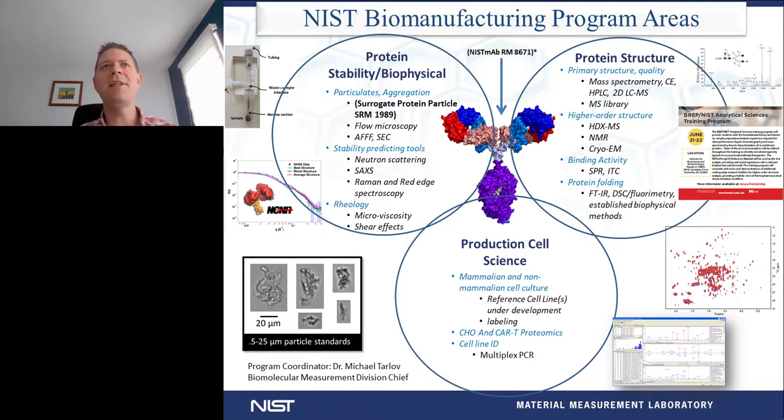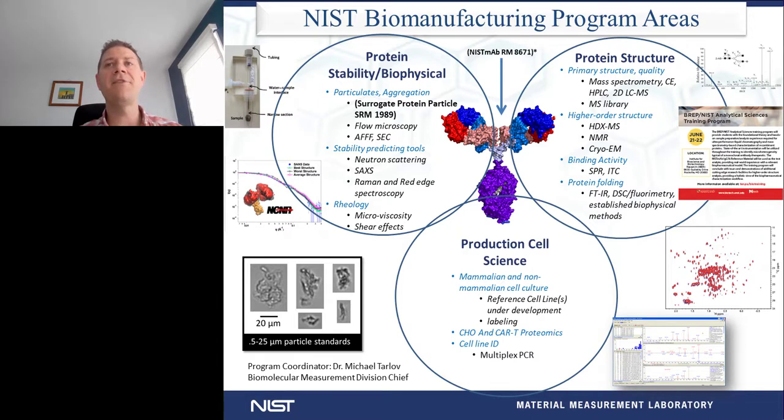So getting a little bit deeper into the individual types of measurements we're able to do. On the left-hand side, we have protein stability and biophysics. So I'll mention one of our reference materials that's available that I won't talk about too much today, which is SRM 1989. This is actually a surrogate protein particle material. It's made out of a polymer that has refractive index characteristics very similar to a protein particle. So you can actually see some images of these protein particle standards in the bottom left-hand corner.